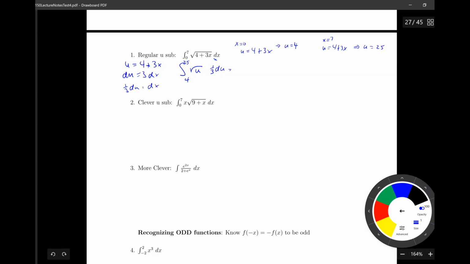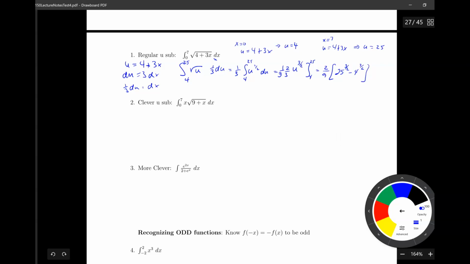I'm not going to go back to putting the x's back in. I'm going to rewrite this as u to the 1/2, and then I'm going to integrate. So carry the 1/3 along, add 1 to the exponent, multiply by 2 over 3, and then substitute in 4 and 25. So I get 2/9 times 25 to the 3/2 minus 4 to the 3/2.